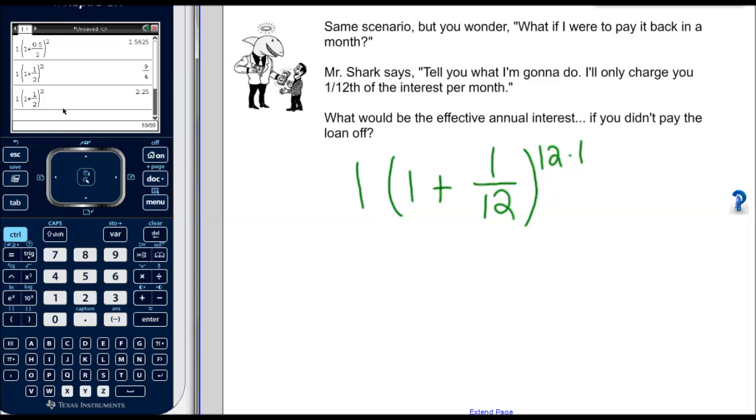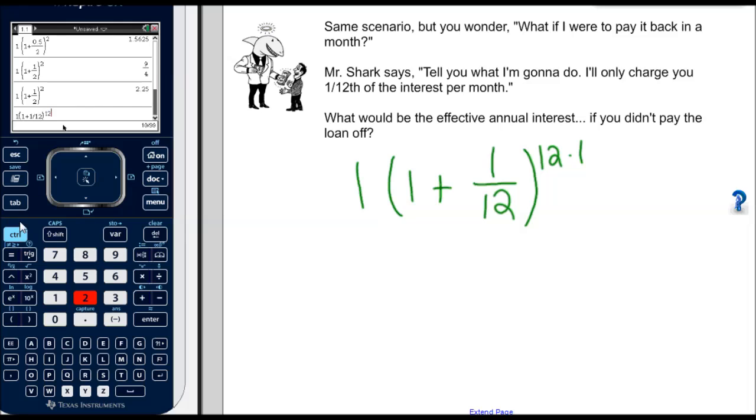Okay, so if we do that in the calculator, we've got 1 times 1 plus 1/12 to the power of 12. And that gives us 2.61304.